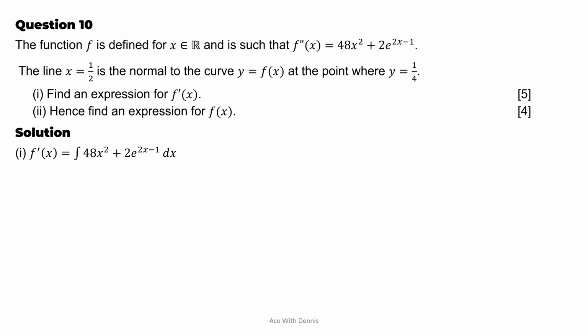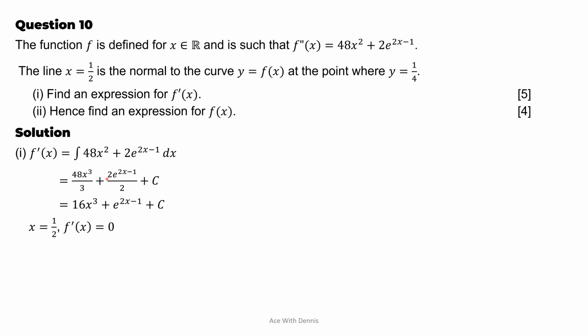Here's the solution. To find f prime x, just integrate f double prime x. So f prime x equals the integration of 48x squared plus 2e to the power 2x minus 1 dx, because this is f double prime x. We get 48x cubed over 3 plus 2e to the power 2x minus 1 over 2 plus c. Simplify, we get 16x to the power 3 plus e to the power 2x minus 1 plus c.